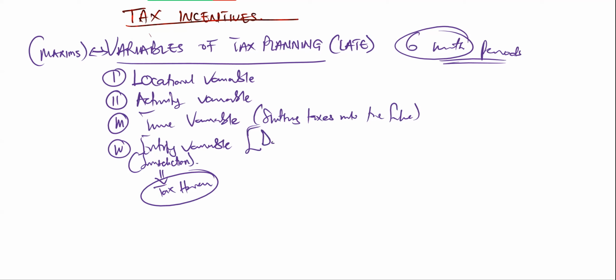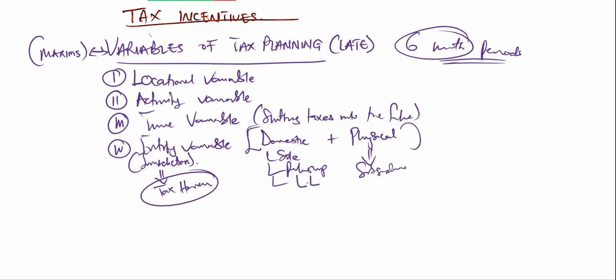So we look at domestic entities. Should we go with a sole proprietor? A partnership? A limited liability company? A trust, a charity, whatever? And also, we can look at establishing a physical presence in another country, whether we should establish a subsidiary, or a branch in a country. All these are ways of applying the entity variable of tax planning, looking at the kind of entity that has the lowest tax rate. So these are the variables of tax planning.